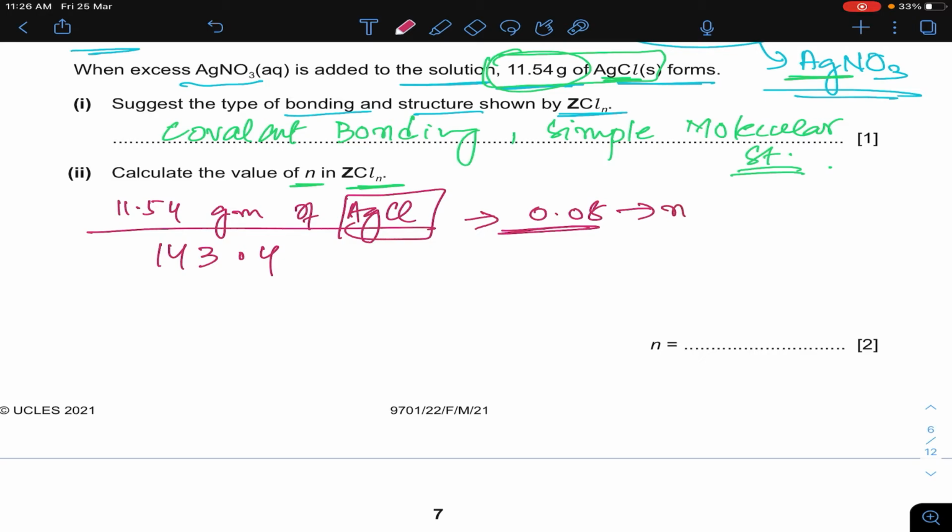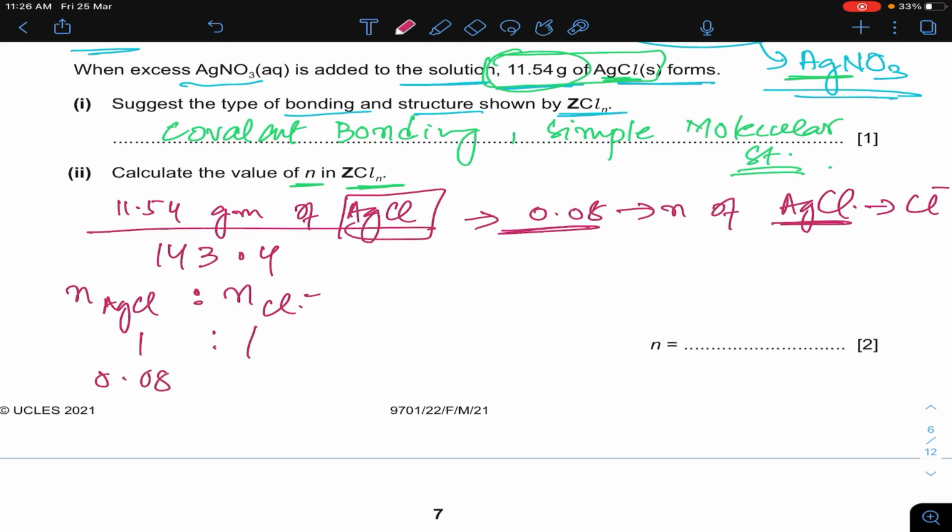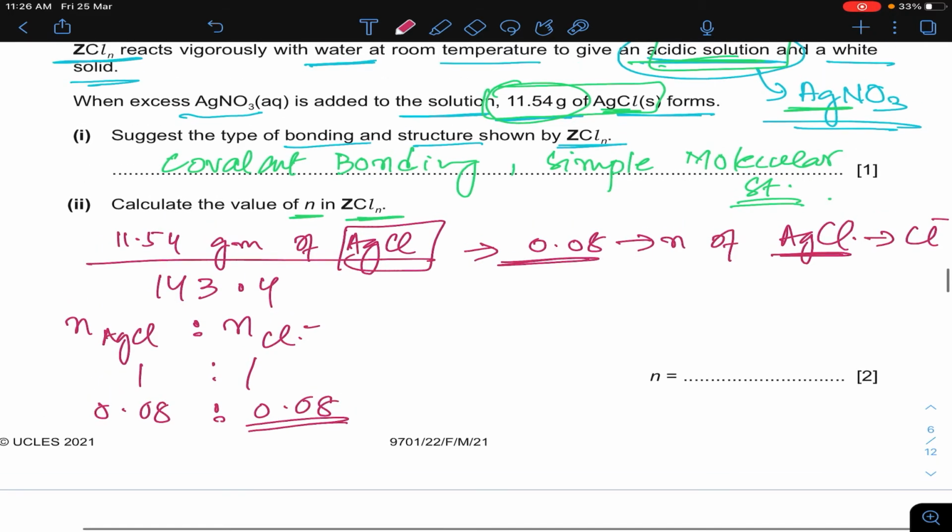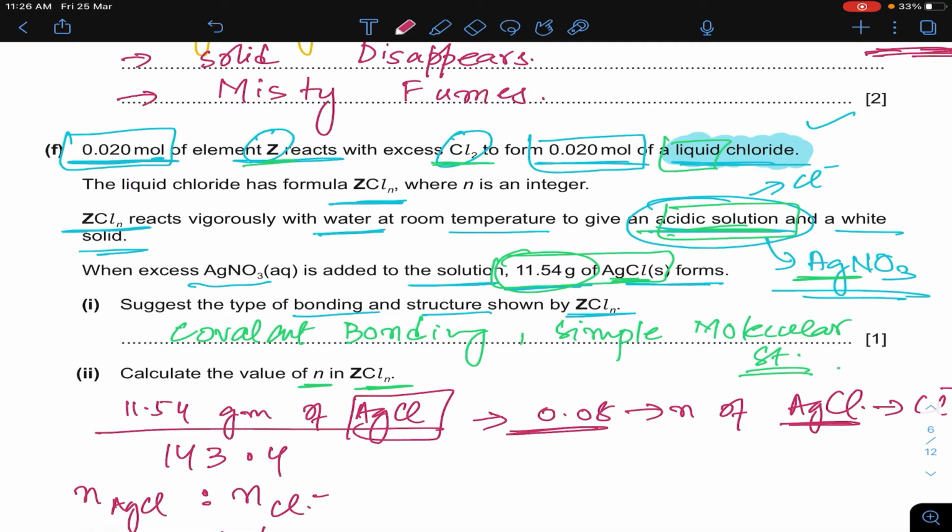So this is the moles of AgCl. If I decompose AgCl, how many moles of chloride ions would I get? 1 mole. So the molar ratio between AgCl and chloride ion is 1-to-1. If I have 0.08 moles of AgCl, that means I have 0.08 moles of chloride ions. So now I have moles of chloride ions which were present in this liquid chloride, and the formula of that liquid chloride was ZClN, right? And the moles of ZClN that was formed was 0.020 moles.